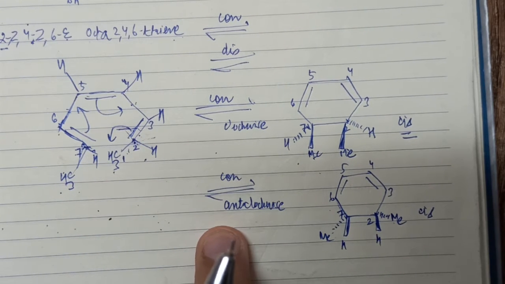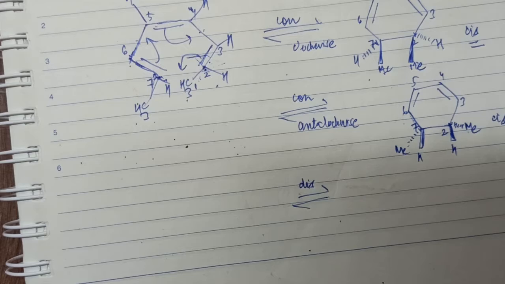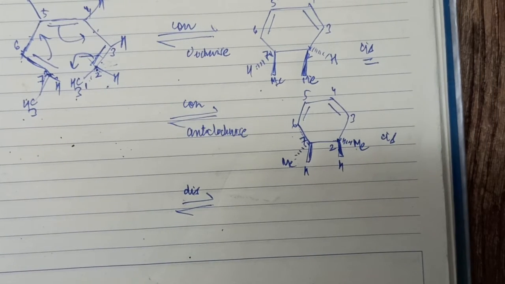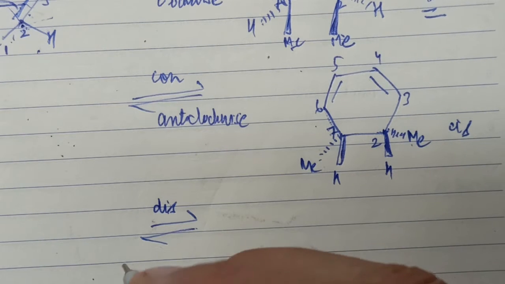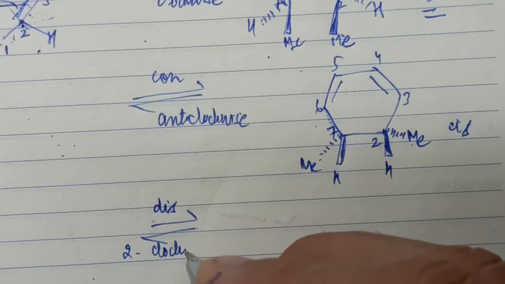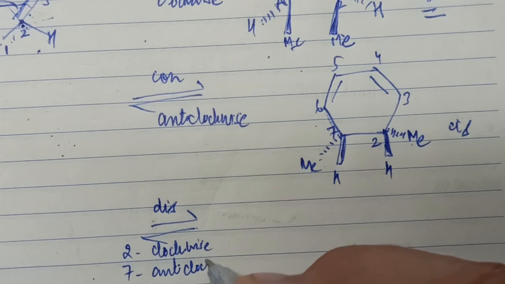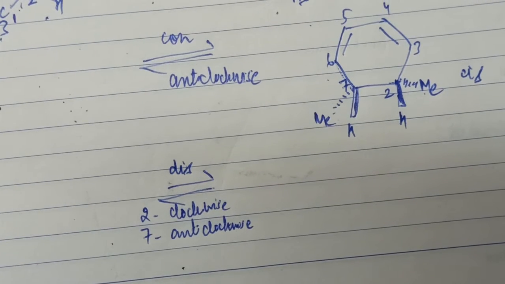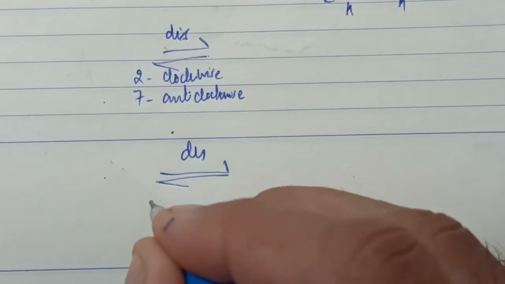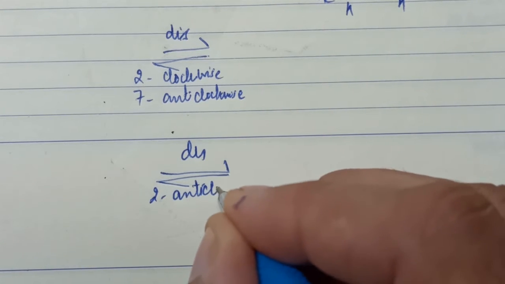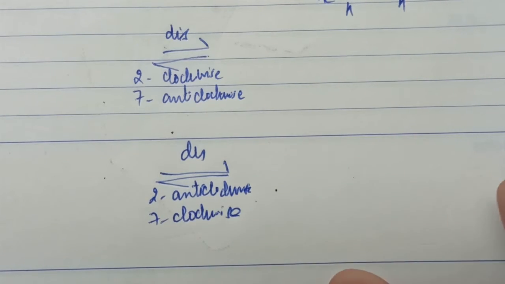Of course, if this had to follow a disrotatory mode of closure, let us write that one also. During the disrotatory mode of closure, one lobe has to move in a clockwise direction. Let's say the second lobe moved in a clockwise direction and the seventh lobe moved in an anti-clockwise direction. That was one disrotatory mode. The second disrotatory mode was if, let's say, the second lobe moved in an anti-clockwise direction and the seventh lobe moved in a clockwise direction. Now what would have been the product?